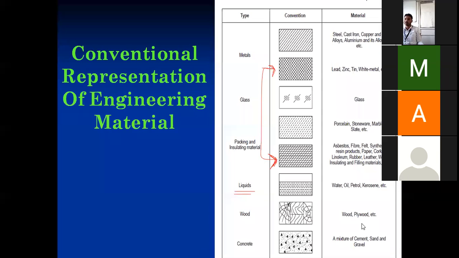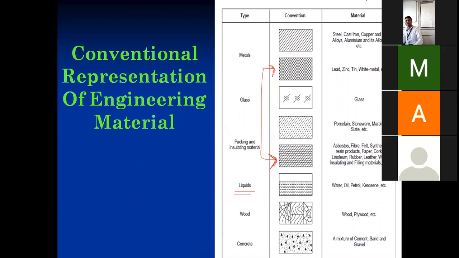And concrete is a mixture of what? Concrete is a mixture of cement, sand, and gravel. Is water there in the concrete? Yes, water is also there. So concrete, very simple. In basic civil engineering, you might have heard this word many times. Concrete is a mixture of cement, sand, water, and gravel. Okay, so this one we have studied today.